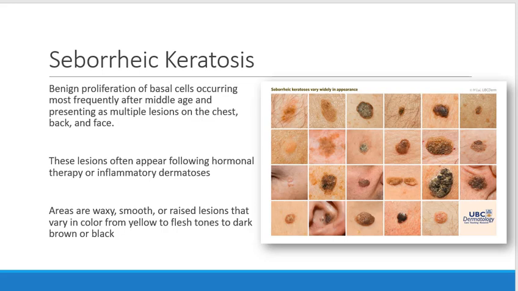Seborrheic keratosis, this is a benign proliferation of basal cells occurring most frequently after middle age and presenting as multiple lesions on the chest, back, and face. These lesions often appear following hormonal therapy or inflammatory dermatosis. Areas are waxy, smooth, or raised lesions that vary in color from yellow to flesh tones to dark brown or black.